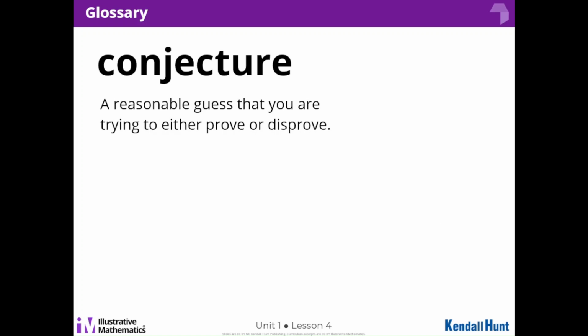The next glossary term is conjecture. This means you take a reasonable guess based on the information you have, and then you either try to prove that reasonable guess correct or incorrect.